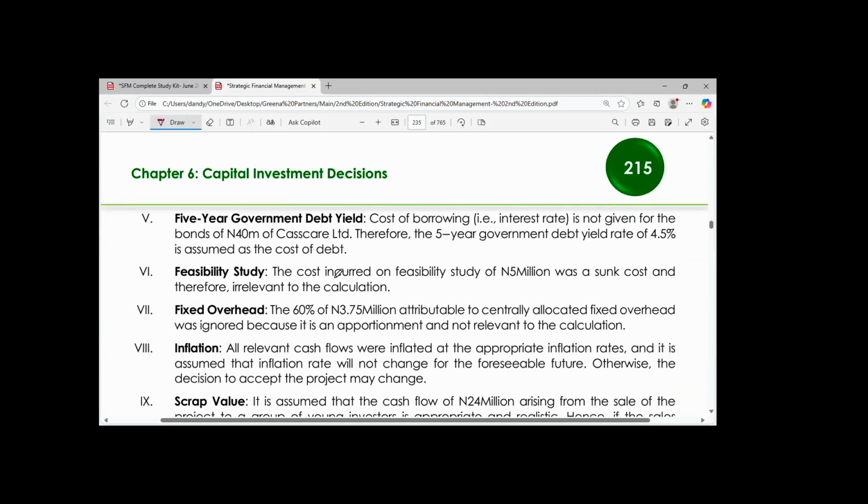Cost of borrowing, that is the interest rate, is not given for the bond. You remember, for the proxy company, the bond of 40 million naira, we are not given the cost of debt for it. What did we do? We assumed the risk-free rate of return as our cost of debt. So that's what I'm trying to say here. That cost of borrowing is not given for bonds of 40 million naira for Cascale Limited. Therefore, the 5-year government debt yield rate, that is the risk-free rate of return of 4.5%, is assumed as the cost of debt. That's our assumption on that.